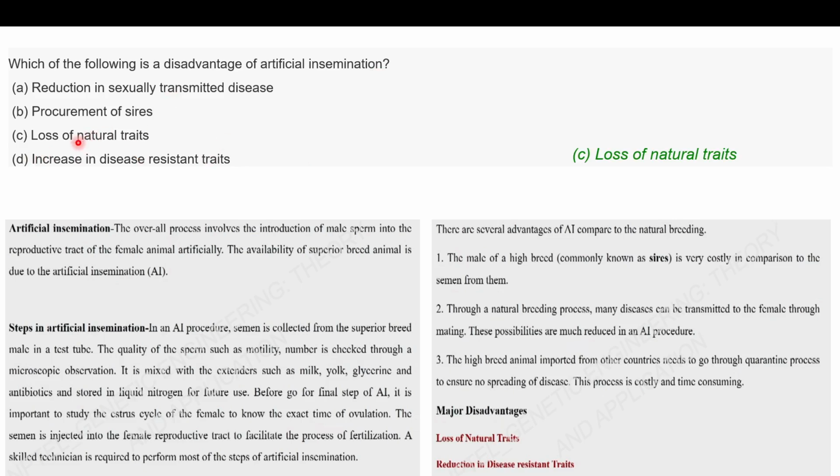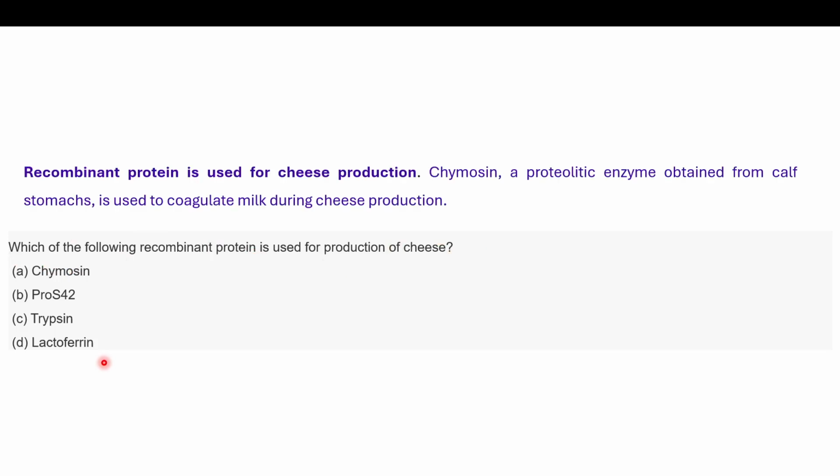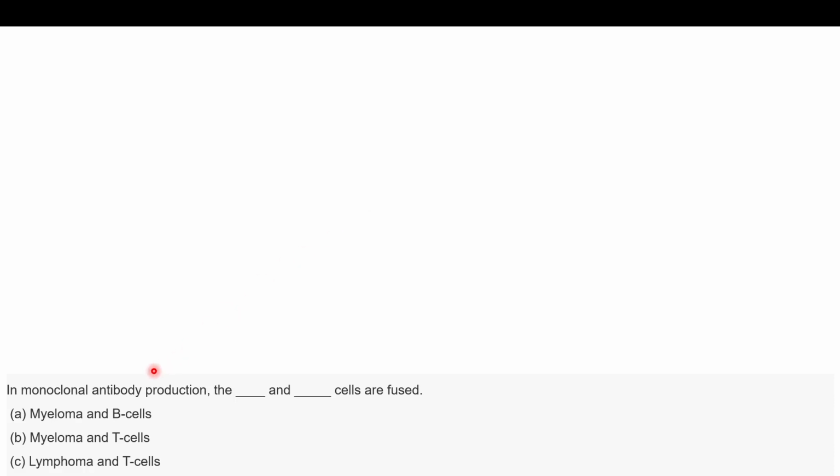So the answer will be option C, loss of natural traits. Okay, which of the following recombinant proteins is used for the production of cheese? The recombinant protein used is chymosin, which is a proteolytic enzyme obtained from calf stomachs, which is used to coagulate milk during cheese production. So the correct option is option A, chymosin.